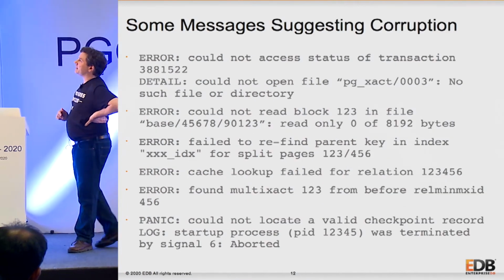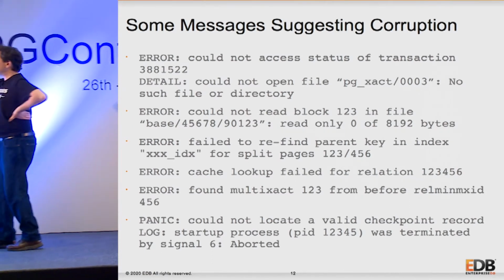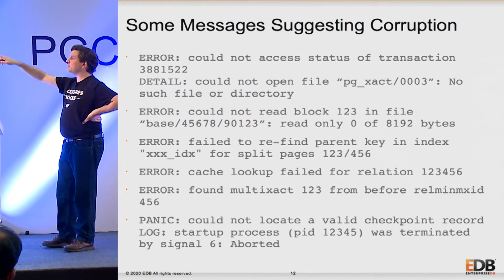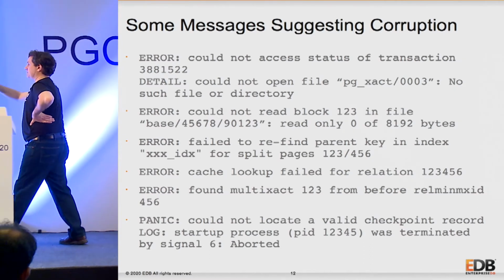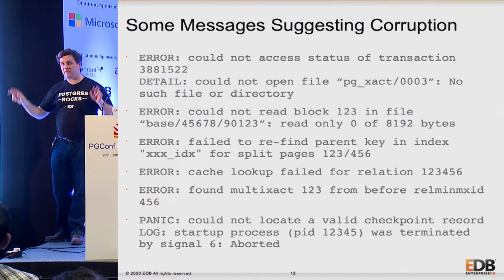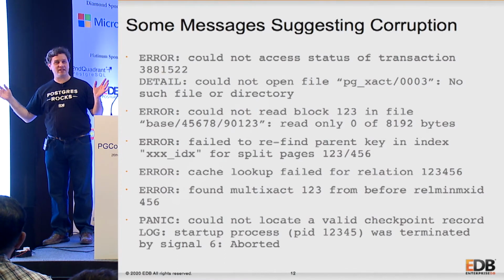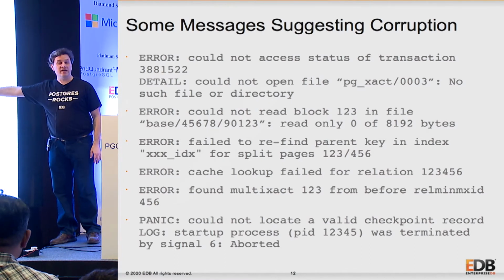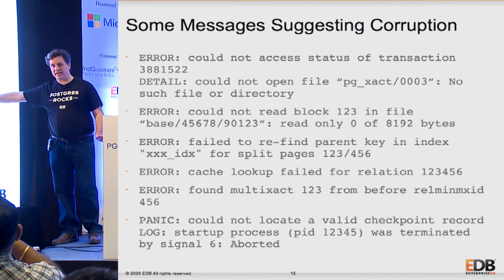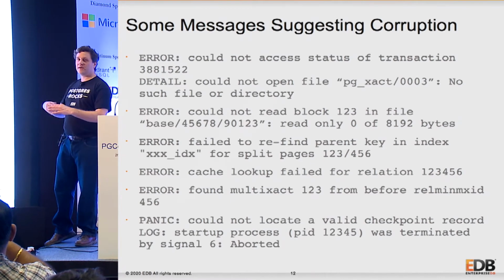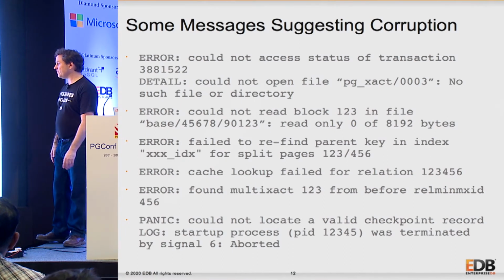If you see errors like this that are complaining about things internal to the system, like being able to access the status of a transaction, or being unable to open a file that's managed by the database, or some problem inside this index where we can't re-find the parent key, whatever that means. We don't know what that means, right? That doesn't seem like it should logically be something that is the result of something that a user did. That's the database complaining about some unexpected problem internal to itself. So that may very well be a symptom of corruption.